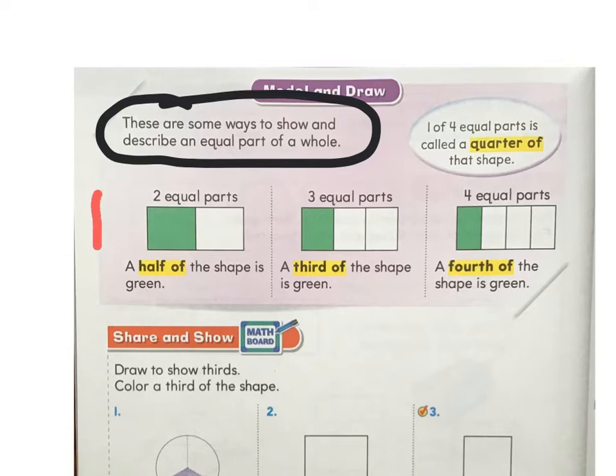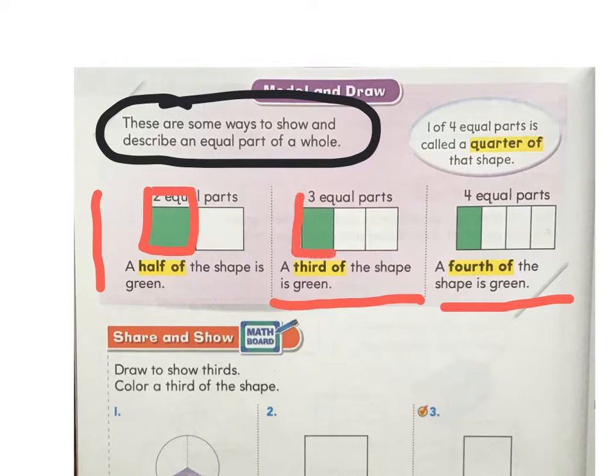We have two equal parts. A half of the shape is green. For three equal parts, we say a third of the shape is green. And when we have four equal parts, we say a fourth of the shape is green. So we would call this green a half, this one a third, and this one a fourth.